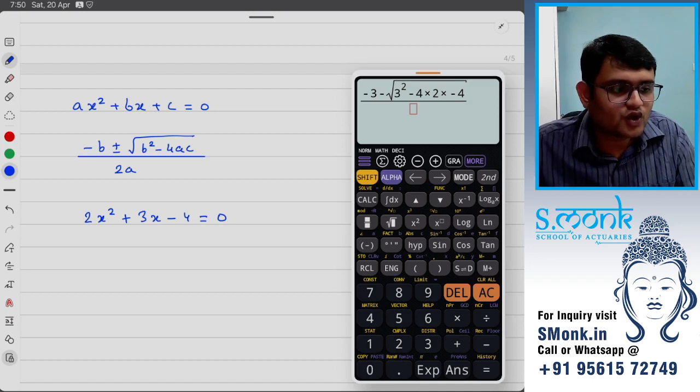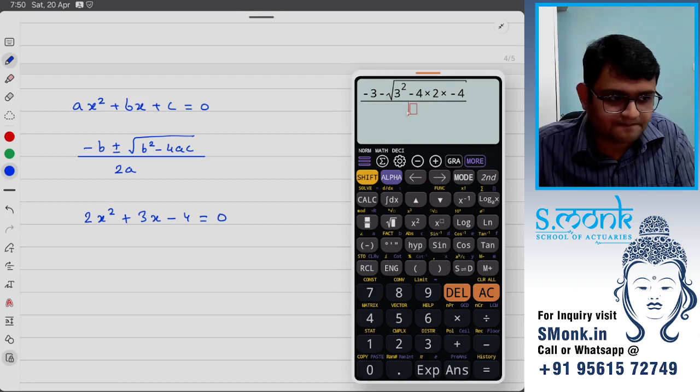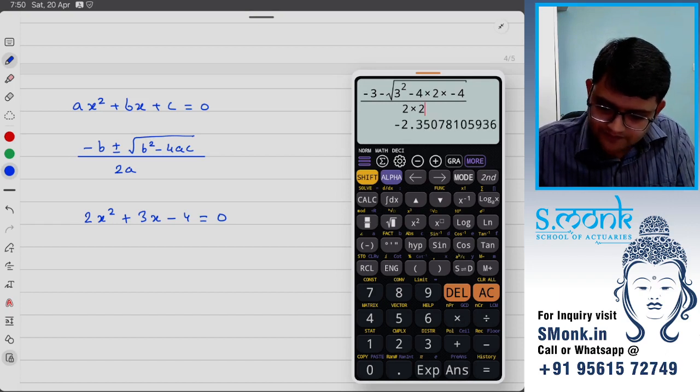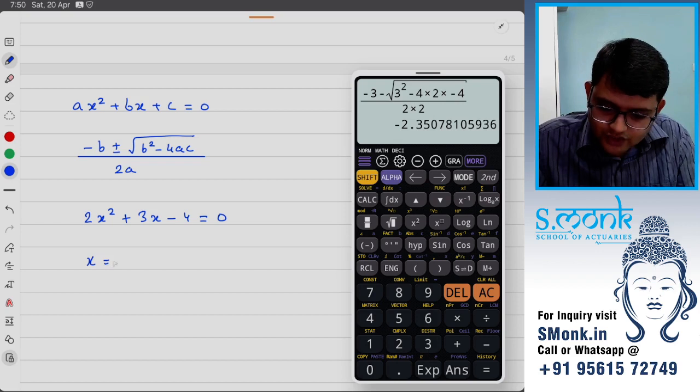Now I have to come down. I will use these navigation keys. So this is the down button. I'll press the down button and you can see now my cursor is down. Upon 2 into 2. Here you go. One of my roots is going to be minus 2.35.